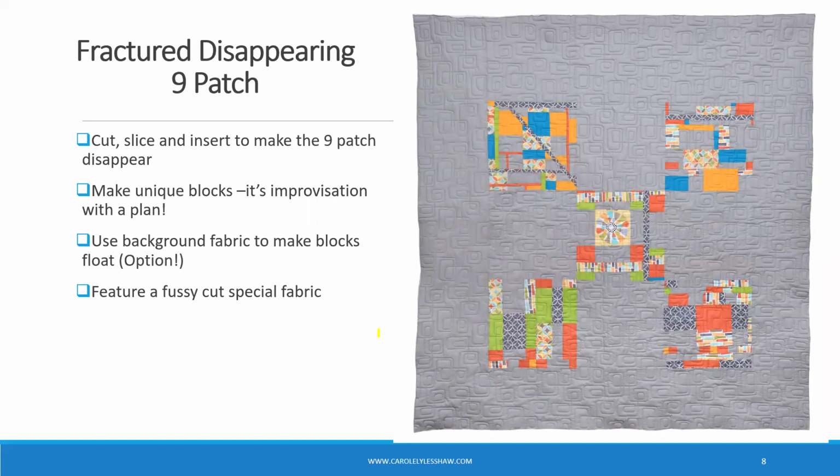One option I suggest is that when you choose your fabrics, think about using your background fabric in the quilt blocks themselves. This makes those pieces float even more. And you can see that especially in this bottom right block. So I love putting the background fabric in the blocks. It makes them float, makes them look more intricate, and it's a lot of fun.